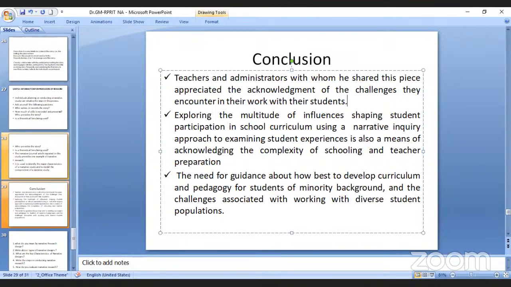Likewise, students must participate in the school curriculum. Using a narrative inquiry approach to examine student experiences is also a means of acknowledging the complexity of schooling and teacher preparation. So, for some problem identified by the researcher, the problem student, he has to listen to the views of the student about the problem and the cause of the particular problem, and he has to take the opinion from the teacher also.